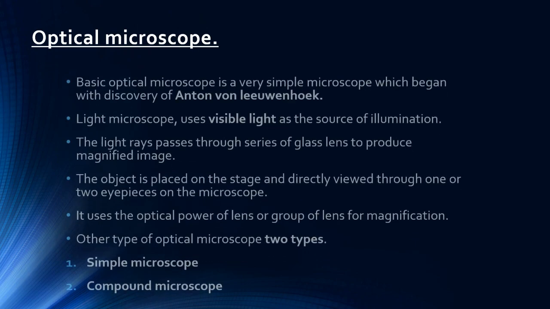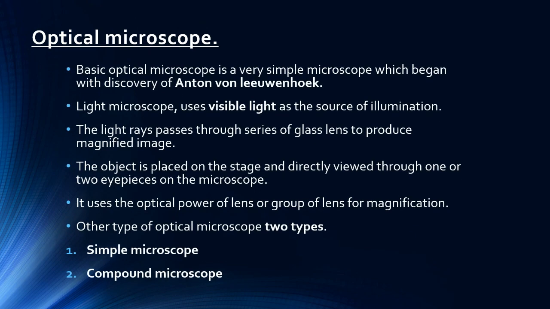What is an optical microscope? Optical microscope is a basic microscope which began with the discovery of Antony van Leeuwenhoek. The light microscope uses visible light as the source of illumination, where the light passes through a series of glass to produce a magnified image. So the object is placed on the stage and directly viewed through a couple of eyepieces in the microscope. It uses the optical power of the lens or the group of lenses for the magnification purpose.